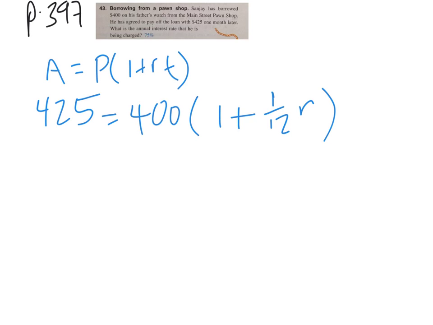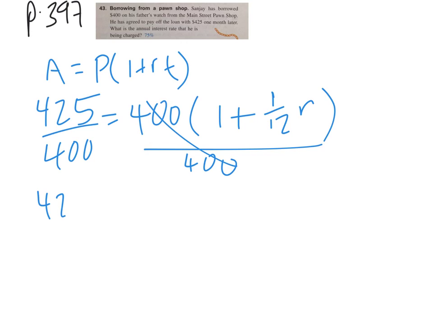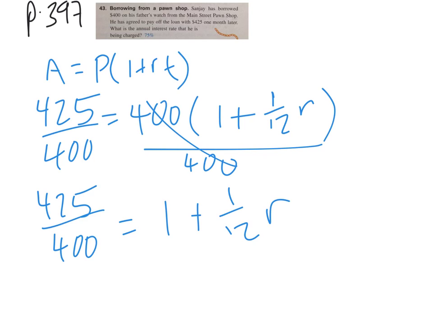Okay, let's go ahead and solve this for R now. We could distribute the 400 through, doesn't really matter. I'm going to go ahead and just divide, just to show you can do it the other way too. Divide by 400, both sides. So you get 425 over 400 equals 1 plus 1/12 R. Now if you want to solve for R, you can subtract 1 from both sides.